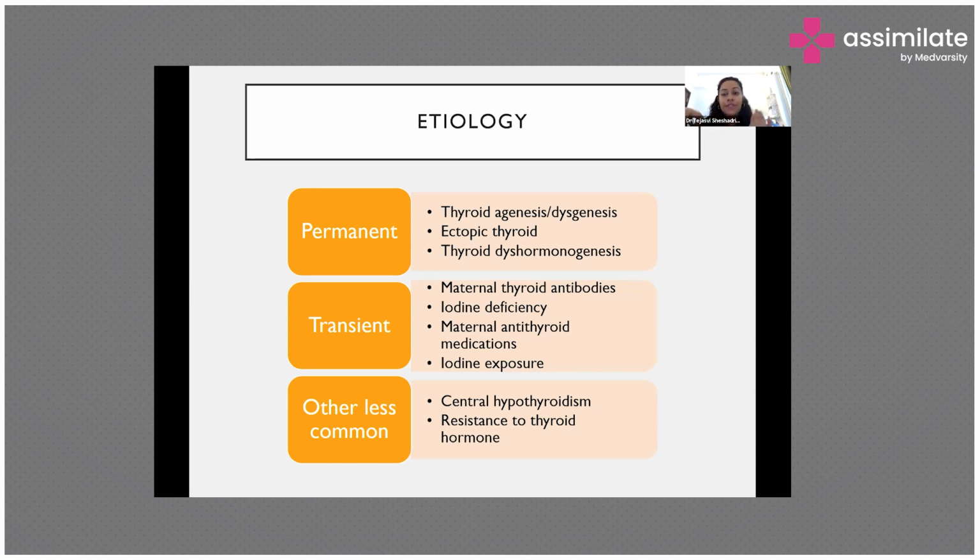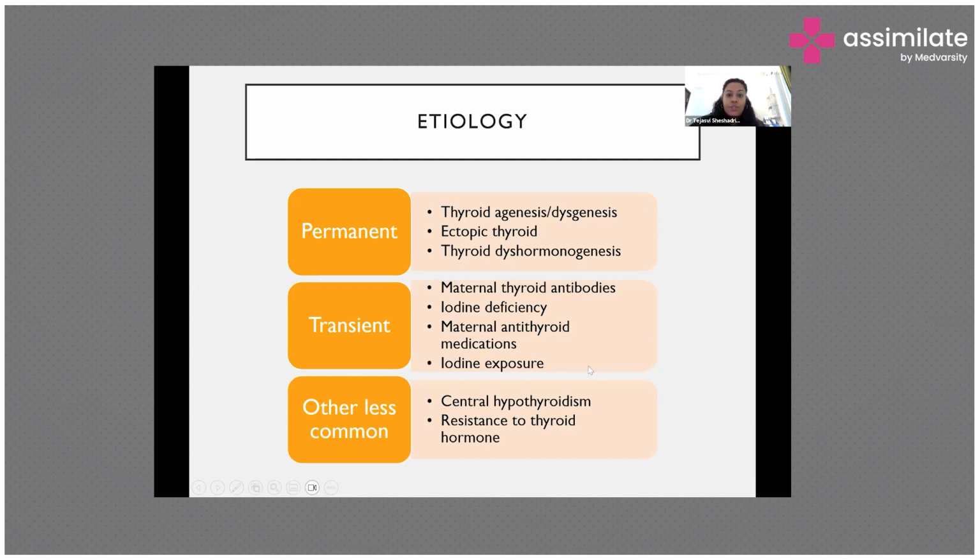If a mother is a known case of Graves' disease with maternal thyroid antibodies positive, TRAB antibodies positive, the antibodies can pass through the placenta into the baby, resulting in the baby having hypothyroidism. But this is usually transient, lasts for only a couple of months, and once the antibodies go out of the system, it disappears. Iodine deficiency, maternal iodine deficiency, is very common in hilly areas. That's why now we all use iodized salt. Maternal antithyroid medication: again, if the mother is a known case of Graves' disease and is on antithyroid medications like propylthiouracil, methimazole, or carbimazole, they can also have an effect on the baby's thyroid status.